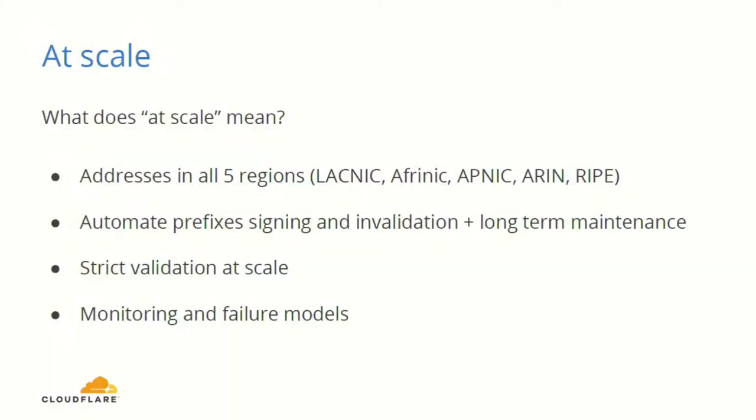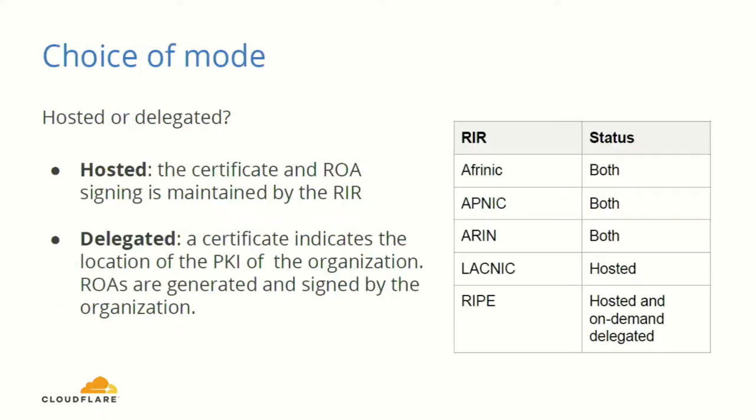So what does this mean? We have IPs and resources in all the five regions: LACNIC, AFRINIC, APNIC, ARIN, and RIPE. And what we want to do is automate prefix signing and invalidation, and also long-term maintenance, like what happens when the certificate expires. We want to do strict validation at scale. Like suddenly we decide, let's roll out validation on all our routers. And we want to monitor: was this route supposed to be filtered? Was it not? What time? So that's what at scale means for us.